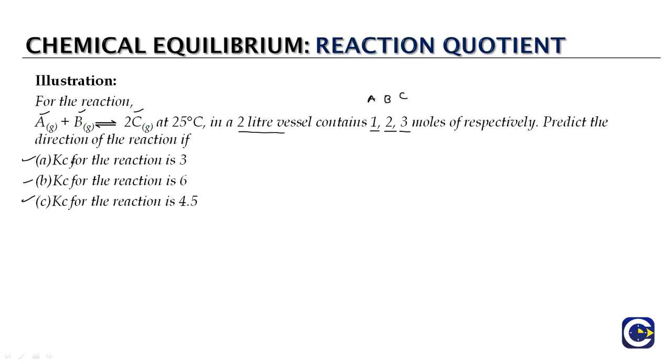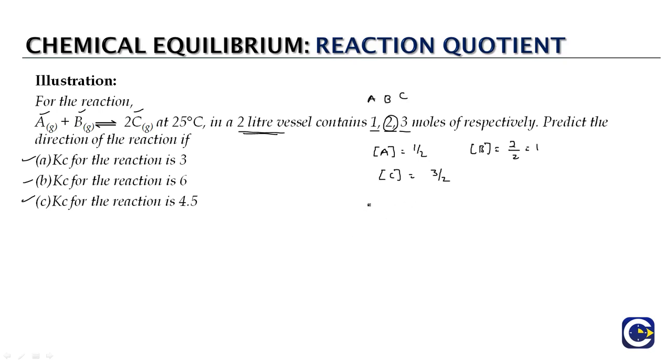But before going on to these 3 cases, let us first look at the concentrations of A, B, C at the given stage. The number of moles of A is 1 and the vessel volume is 2 liters, so the concentration of A will be 1/2 molar. The number of moles of B is 2, and again the volume is 2 liters, so it will be 2 by 2, which is 1. And for C, the number of moles is 3, the volume of the vessel is 2 liters, so it will be 3 by 2. These are the molar concentrations.